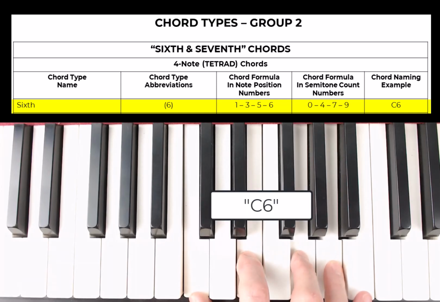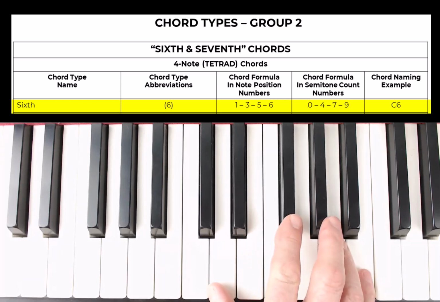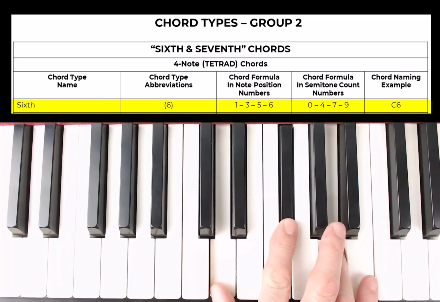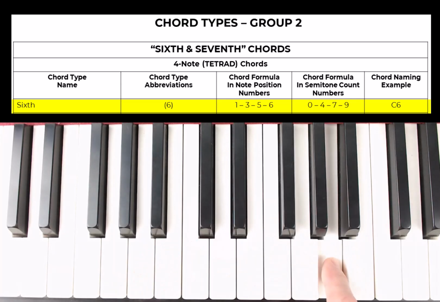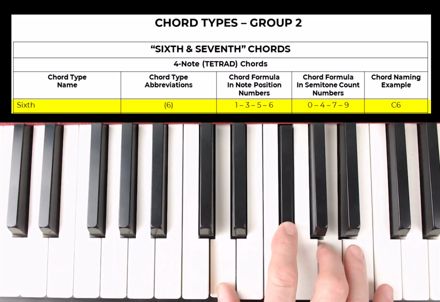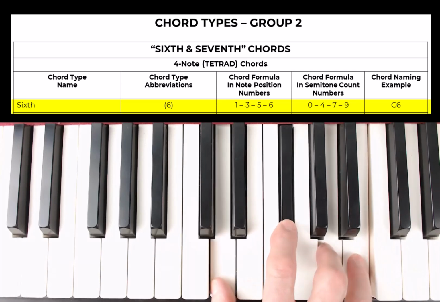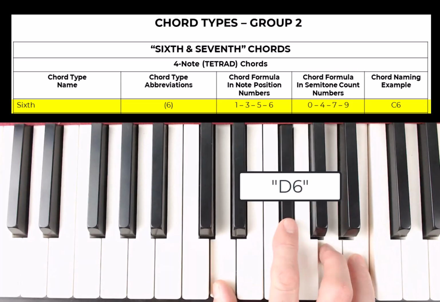That would be an example of a C6. Let's do a D6, and notice that we're starting with the major triad. Here's a D major triad, and this is semitone count 7, and we're going to go up to 9 and add that to it. There's 7, 8, and 9. So there's D, F sharp, A, and B, which would make a D6 chord.